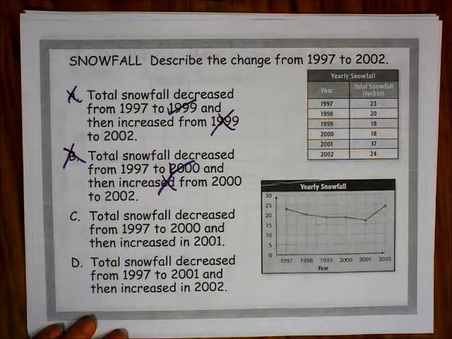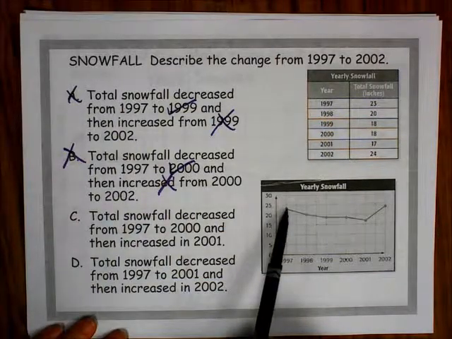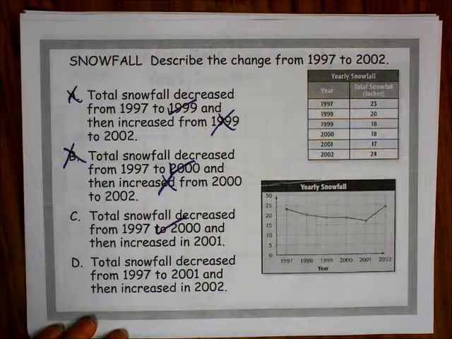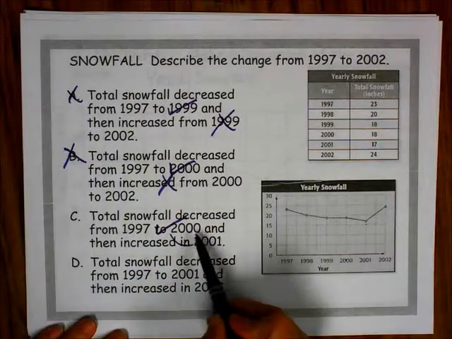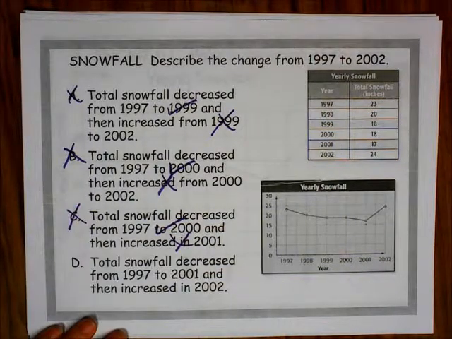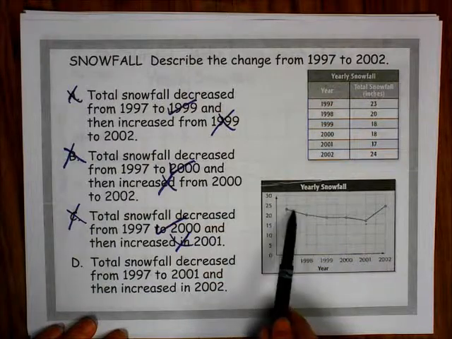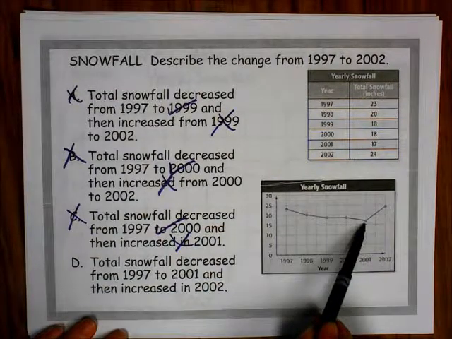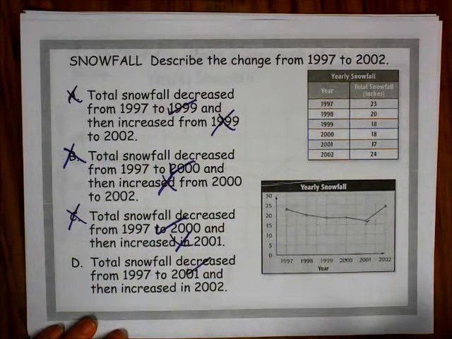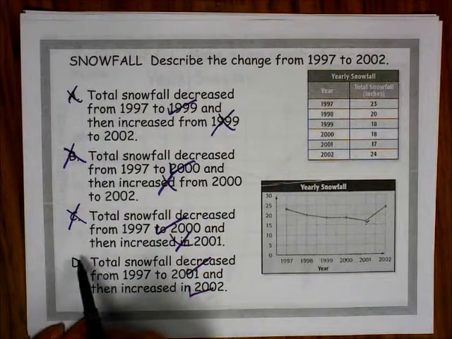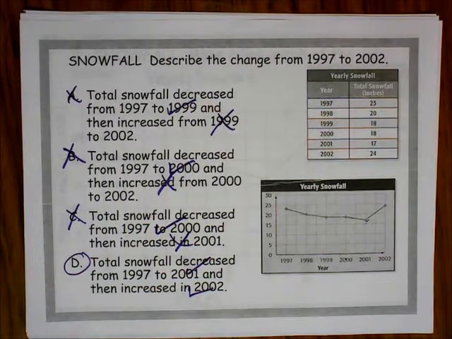So let's look at C. Total snowfall decreased from 97 to 2000, and increased in 2001. Well, notice it went down in 2000, so that was a decrease. So that is not correct. So let's prove why D is correct. It says the snowfall decreased from 97 to 2001. It slowly went down and then increased in 2002, and it did. So my answer is D.